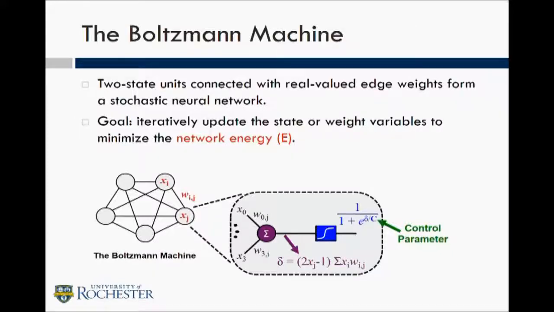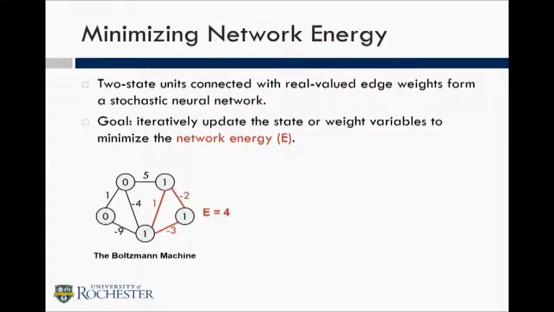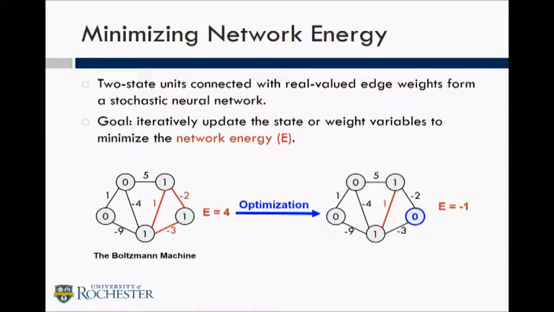Okay, so here is an example to illustrate this concept. In this particular case, we have 3 active edges, and the total network energy is 4. After a while, one of the nodes in the network decides to go into the 0 state as a result of this optimization procedure, and then the network energy is now lower, and it's equal to -1.